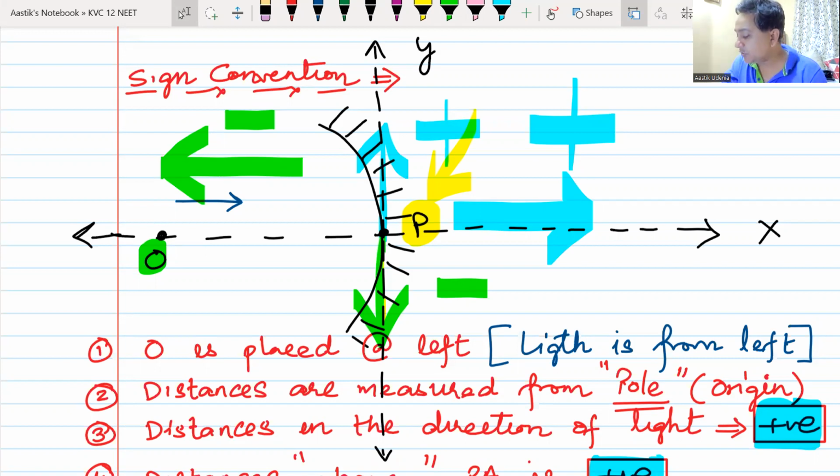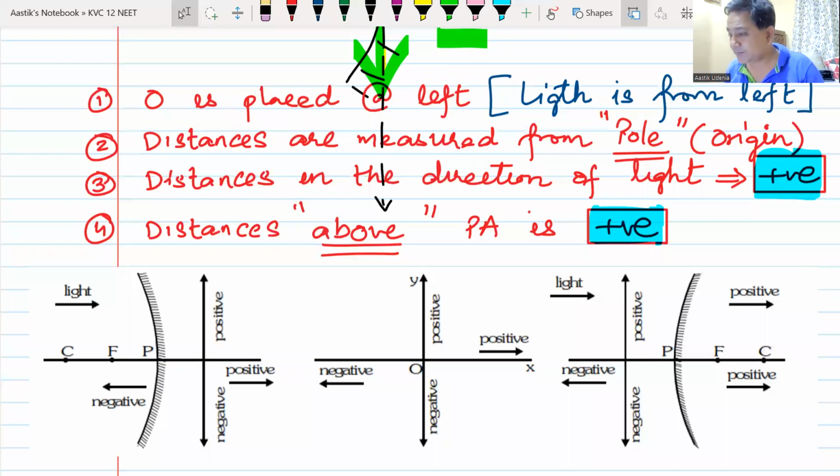I'll again show this in a better diagram, drawn in a better way. My diagram may not be so enticing, so I'll just show it in one. Have you written it and drawn the diagram that I had drawn? Yes or no? Then you can again have a look in this diagram.